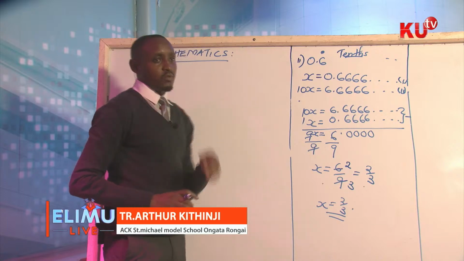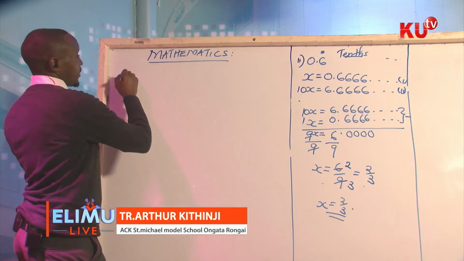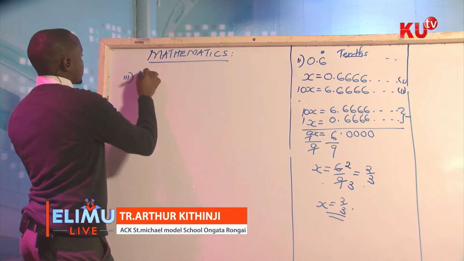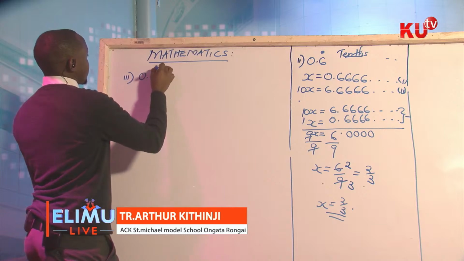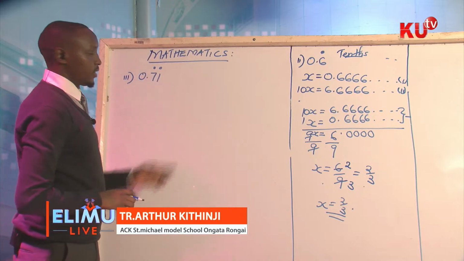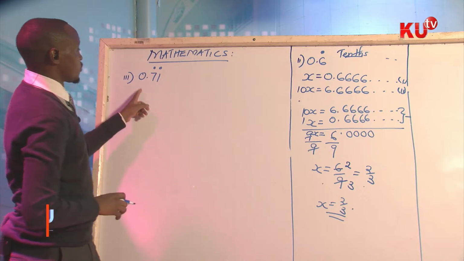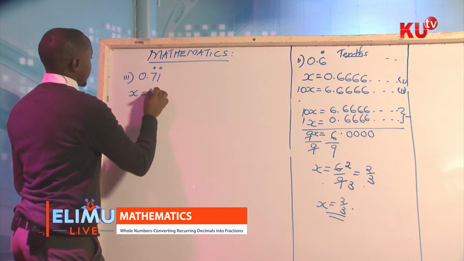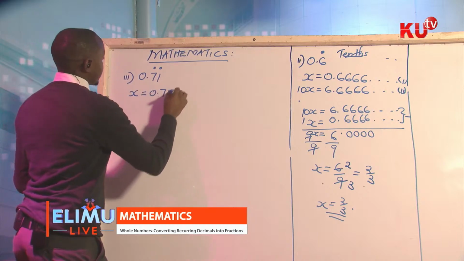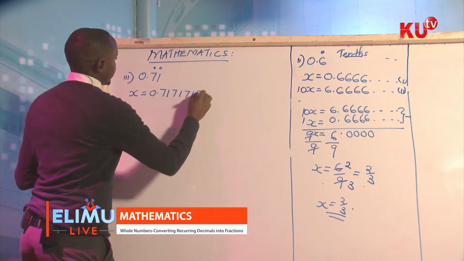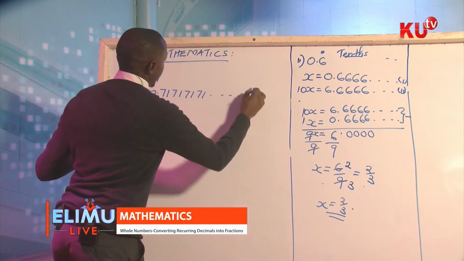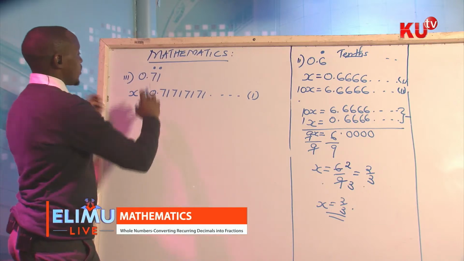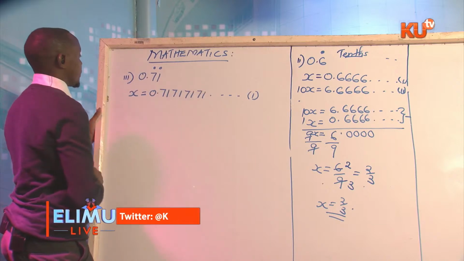We have other examples. This is example 3. You are given two numbers which are recurring, like 0.71 where 7 and 1 are recurring. So as usual, the first step, write the recurring decimal. This is written as 0.71, 71, 71, 71, so on and so forth. This becomes our equation 1. This shows that 7 and 1 are recurring continuously like that.